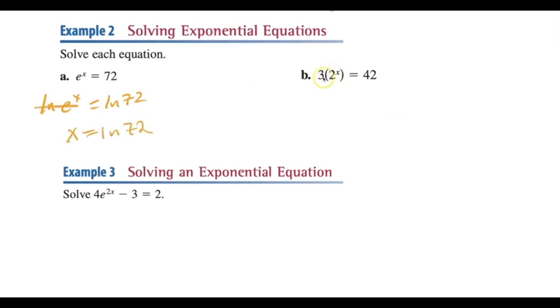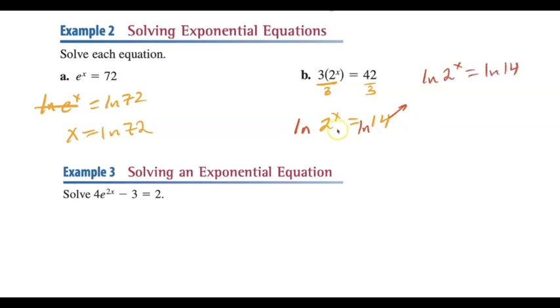Over here, first thing, you want to get rid of that 3. We can't get rid of the 2 yet, so get rid of the 3. Let's divide both sides by 3. 2 to the x equals, let's see, 3 goes in there 14 times. This one we haven't seen yet. I cannot make these the same base. What we do here is take the natural log or log of both sides. So I'm going to take the natural log of both sides, and I get natural log of 2^x equals natural log of 14.